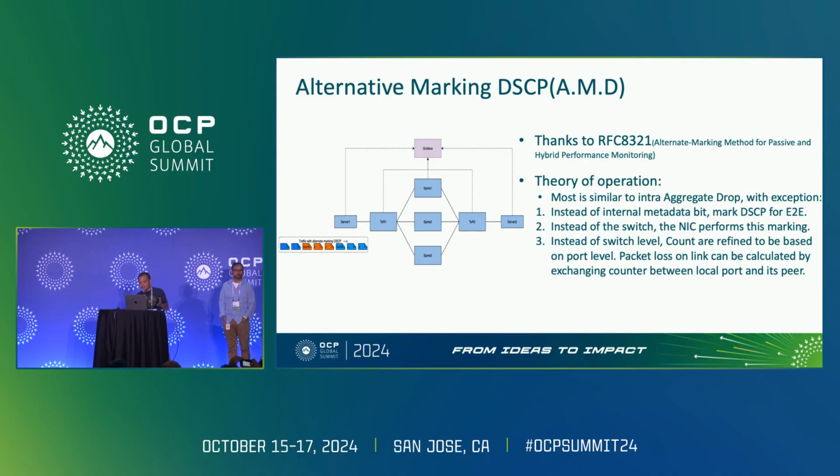The alternative marking DSCP solution is similar to the intra-array job I mentioned earlier, but differs in several aspects. First, instead of marking metadata within the switch chip, it utilizes the DSCP field in the packet, thereby enabling the marking information to be transmitted across the end-to-end network. Second, rather than having the switch chip perform the DSCP modification, this operation is initiated by the NIC end. To do so, the last hop of the network, NIC to TOR switch, can be covered in this implementation.